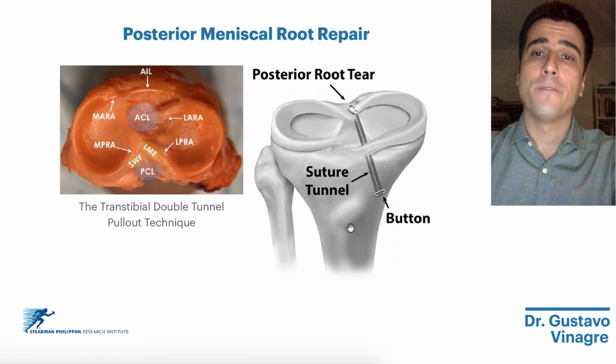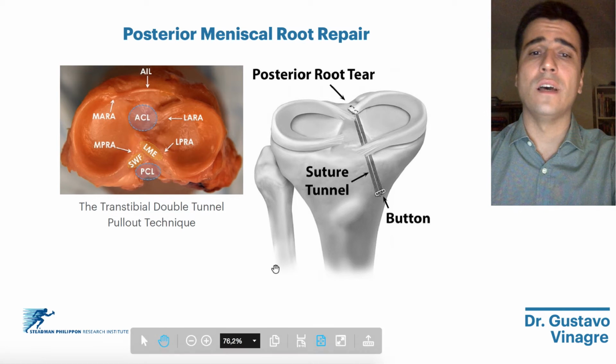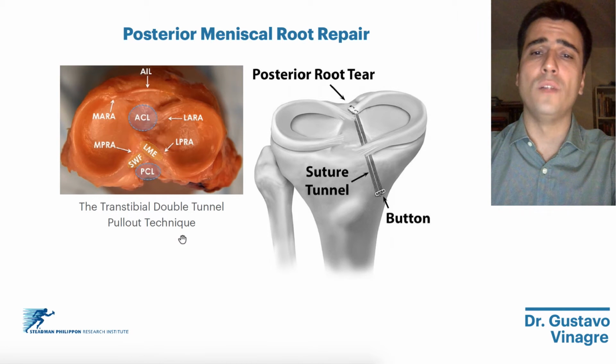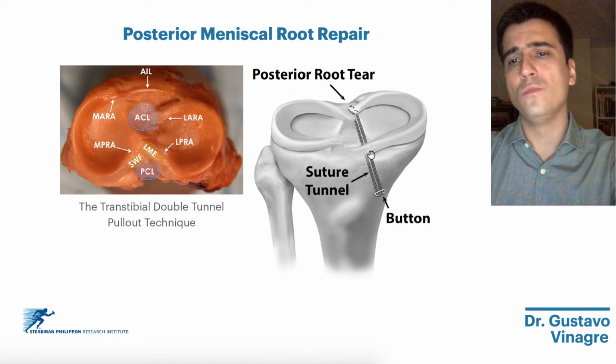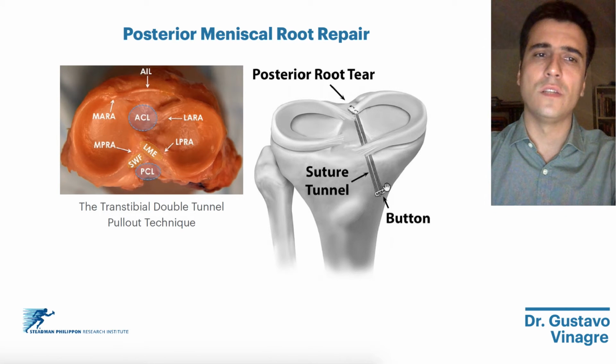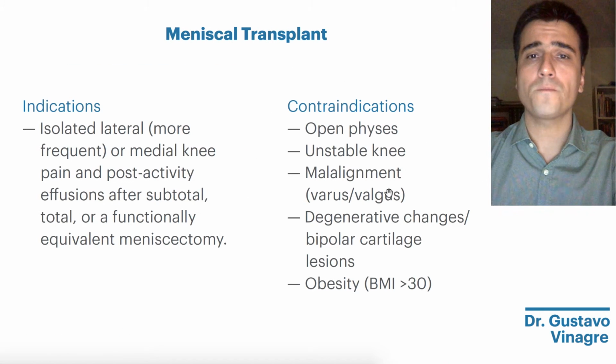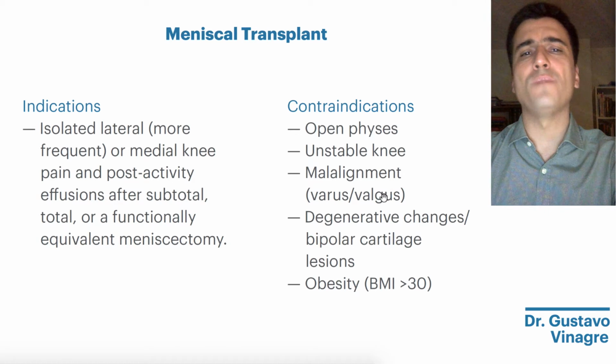Okay. So how do you fix the posterior meniscal root tear? With a transtibial double bundle pull-out technique, where you do 2 tunnels on the tibia, you pass the sutures, and you put a button on the front, or you can use a single tunnel with an ACL tibial guide. So let's see the indications for the meniscal transplant.